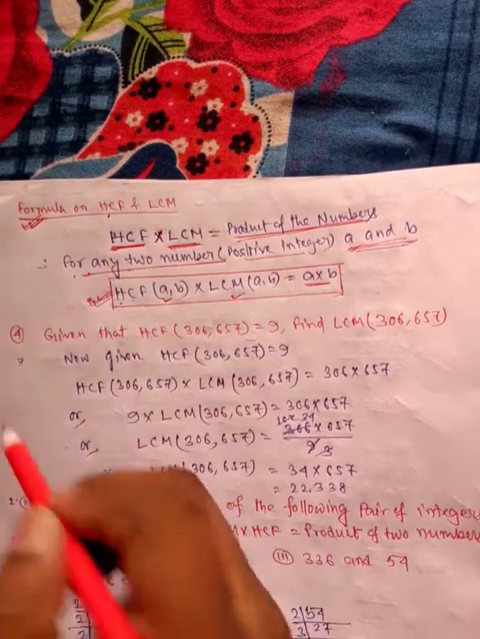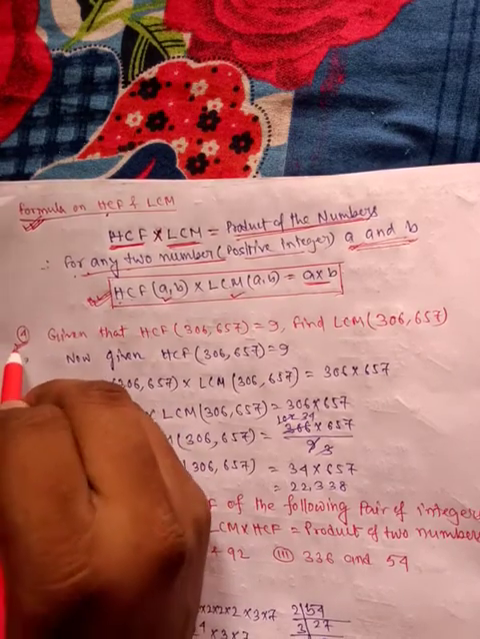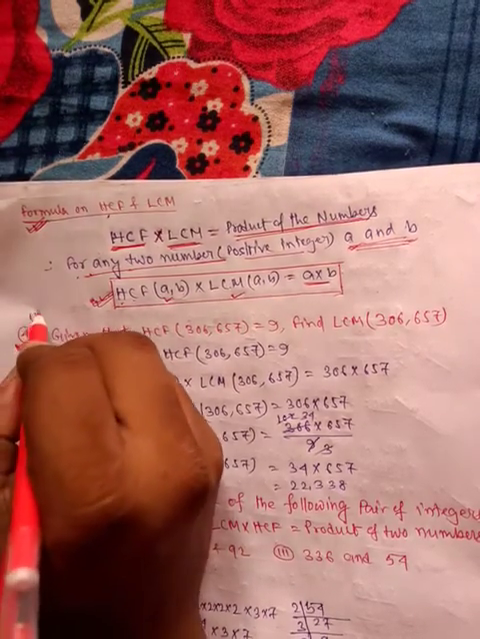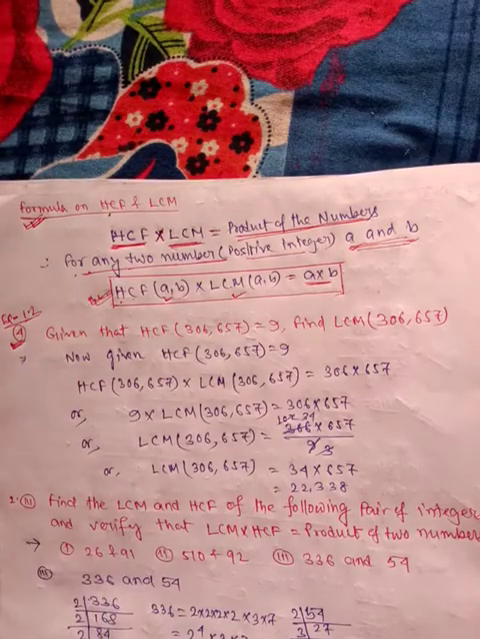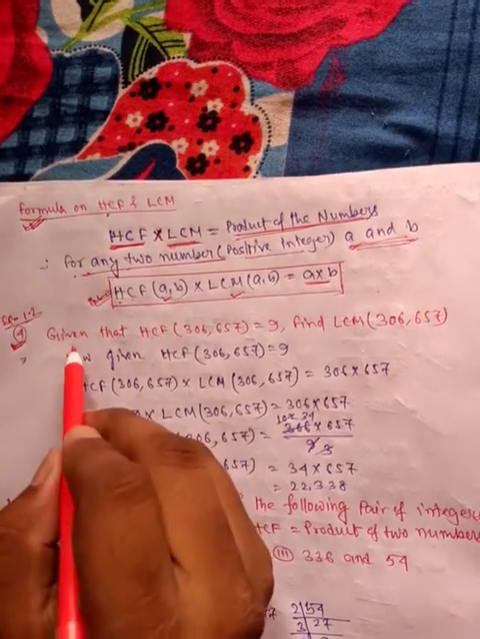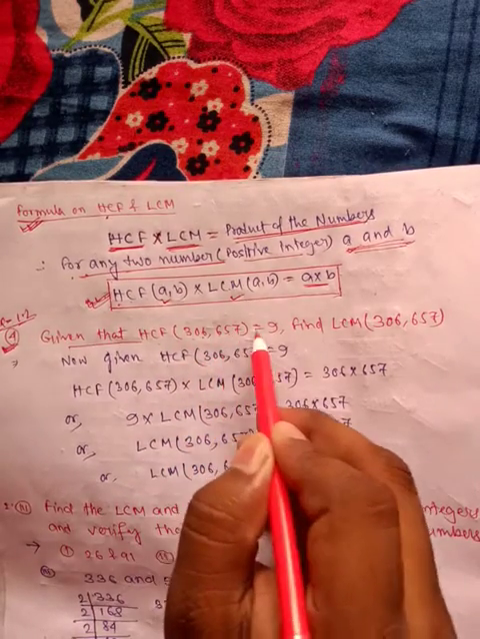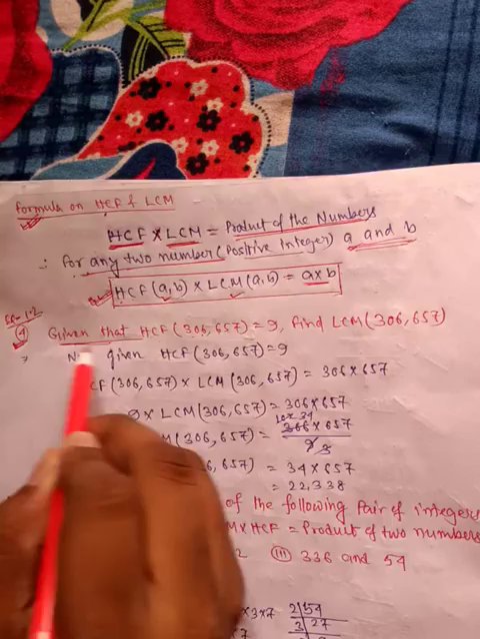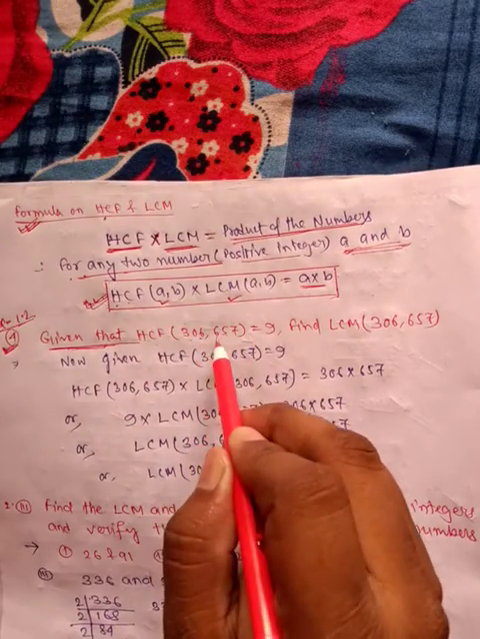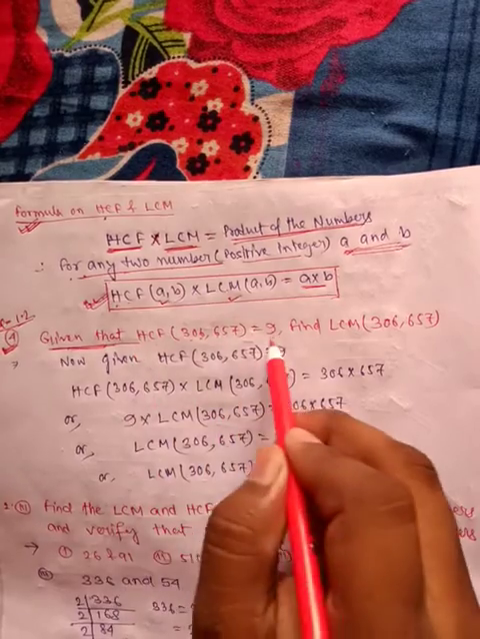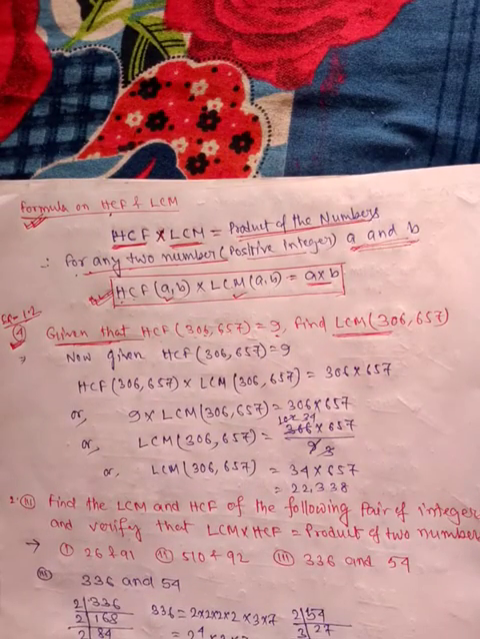Now, one question from the exercise I have taken here. Exercise 1.2, question number 4. Given that the HCF of 306 and 657 is 9, find the LCM.